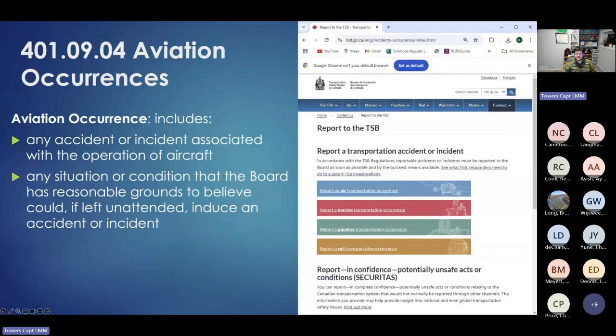Aviation occurrences. An aviation occurrence includes any accident or incident associated with the operation of aircraft, and any situation or condition that the Board, the Transportation Safety Board of Canada, has reasonable grounds to believe could, if left unattended, induce an accident or incident. So an occurrence is going to be an accident, an incident, or any situation or condition which could have led to an accident or incident.